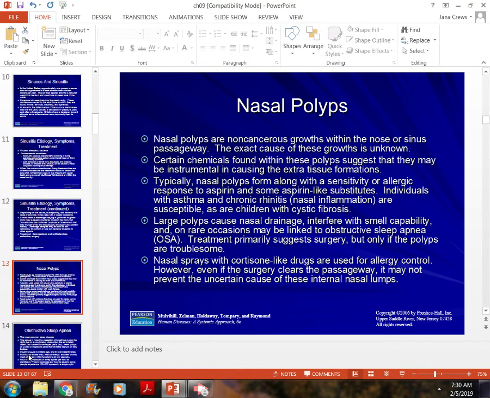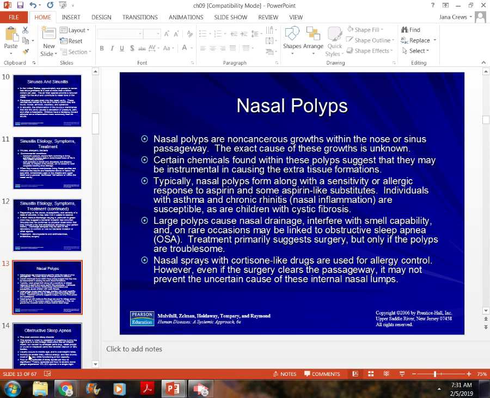Nasal polyps. That would be a growth inside the nose or in the nasal passageway or in a sinus. Certain chemicals found within these polyps suggest that they may be caused from tissue formation, from allergens. They can be caused from other kinds of sensitivities to chemicals. Individuals with asthma and frequent nasal or upper respiratory issues have them more often, along with children with cystic fibrosis.